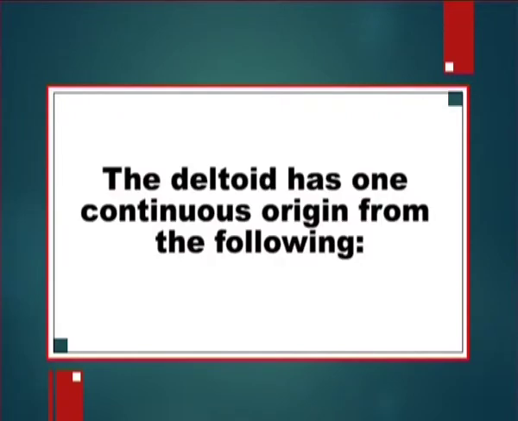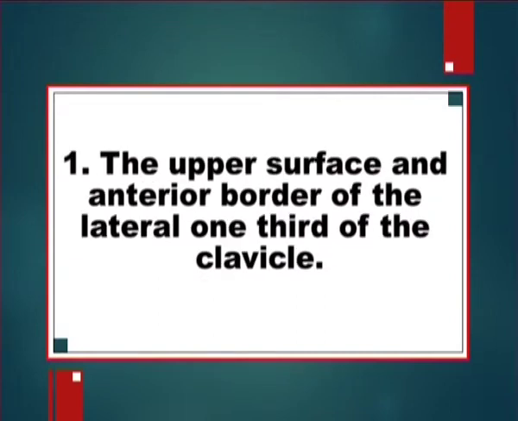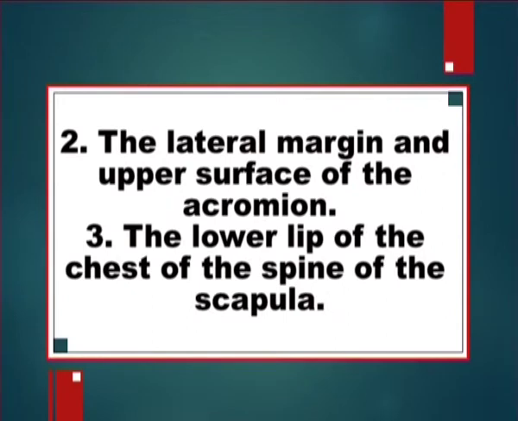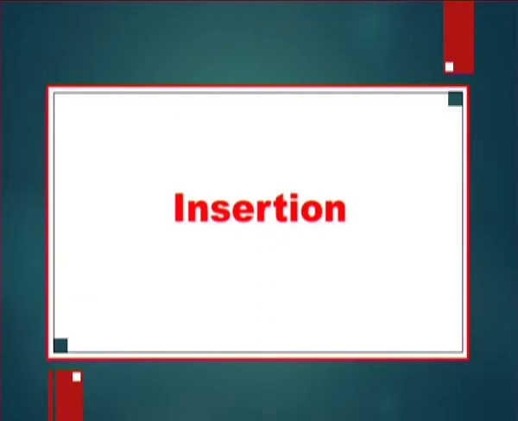Deltoid. Origin. The deltoid has one continuous origin from the following: the upper surface and anterior border of the lateral 1/3 of the clavicle, the lateral margin and upper surface of the acromion, the lower lip of the crest of the spine of the scapula. Insertion.